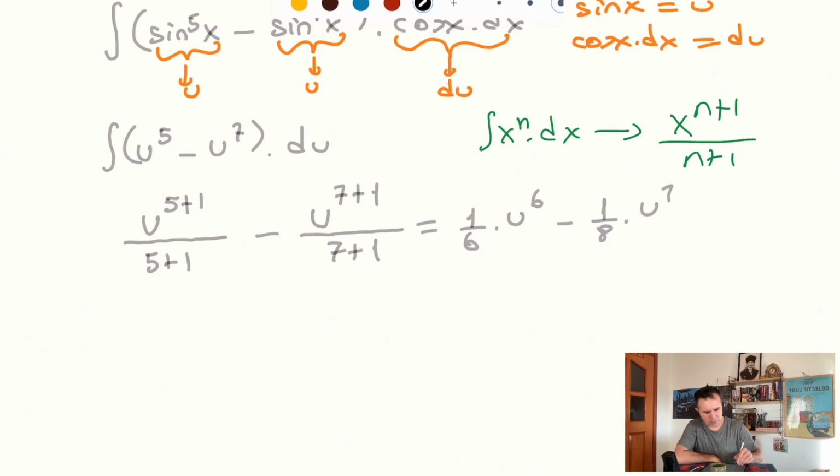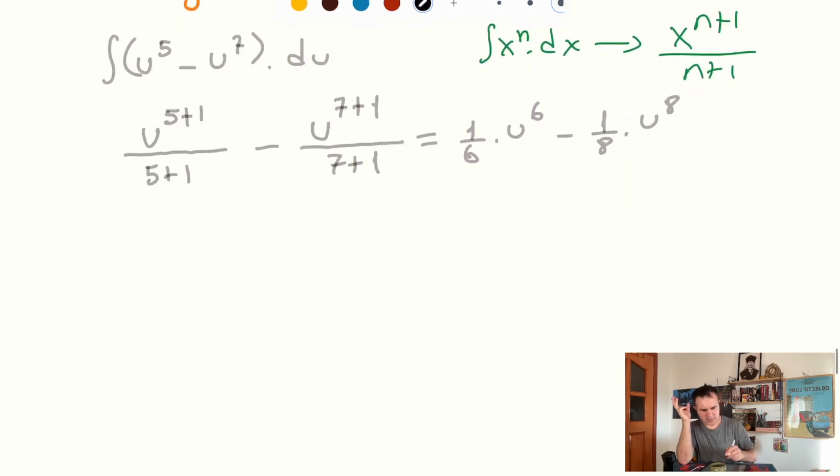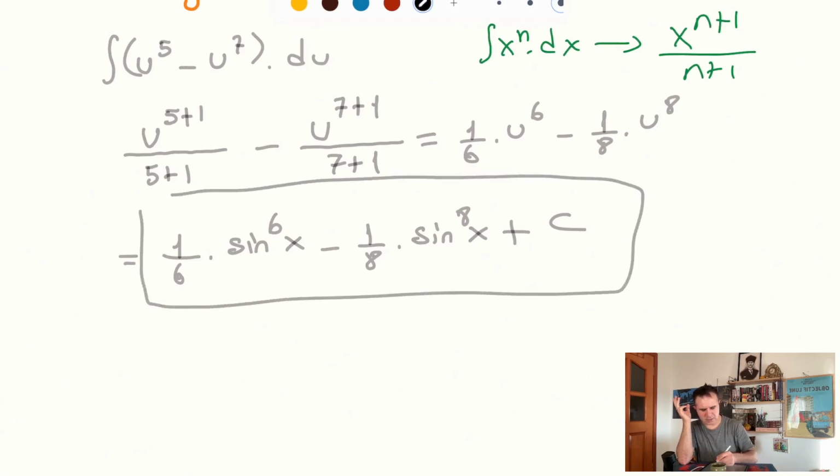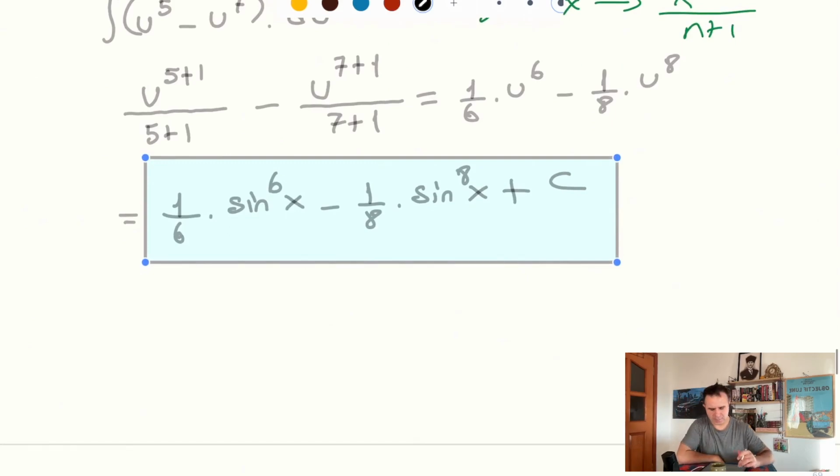And since u is equal to sine x, the integral becomes 1 over 6 times sine to the power of 6x minus 1 over 8 times sine to the power of 8x. And since the integral is an indefinite integral, we add a constant c here.